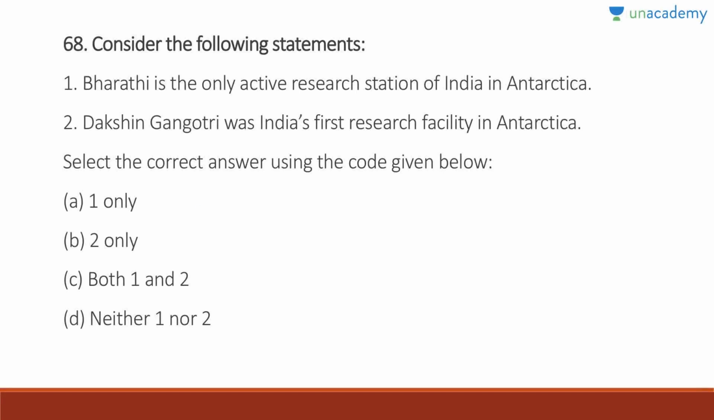Question number 68. Consider the following statements. Bharati is the only active research station of India in Antarctica. This is wrong. One of the two are there. Bharati is India's third, but two are active. The other is Maitri.